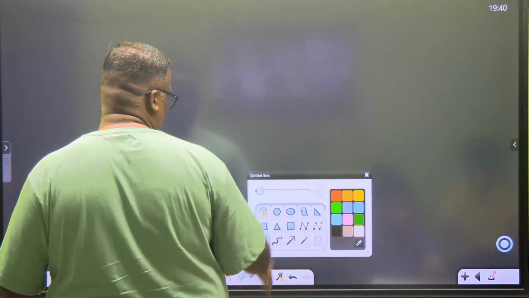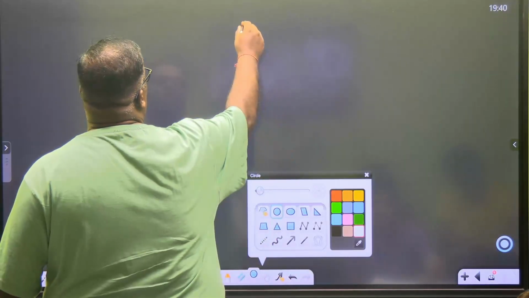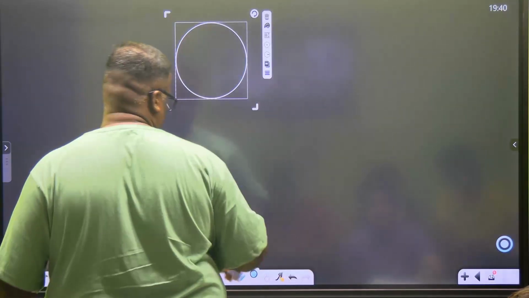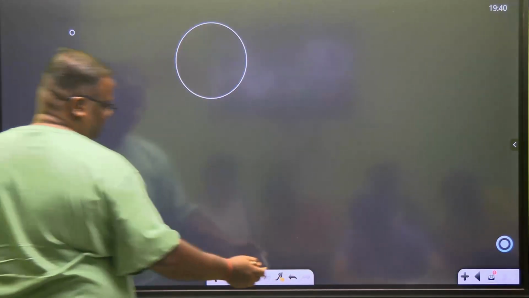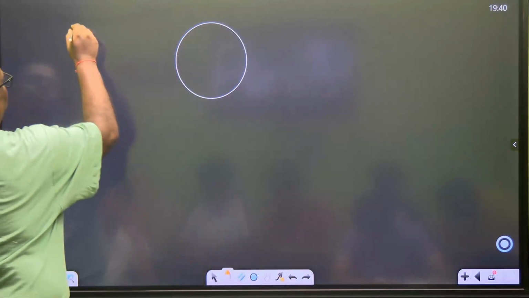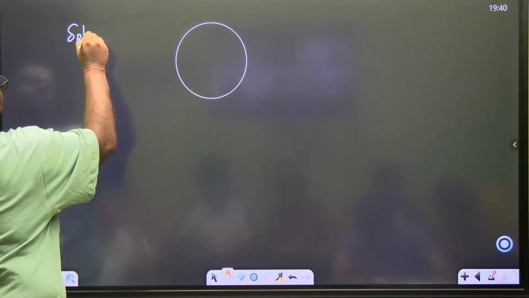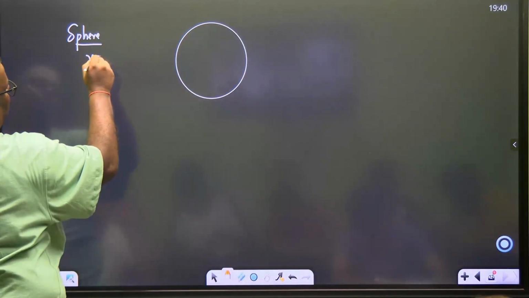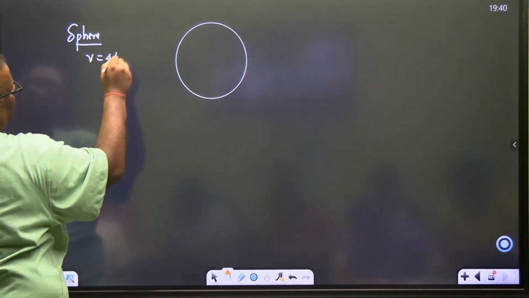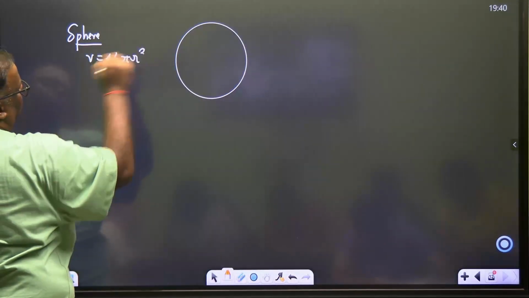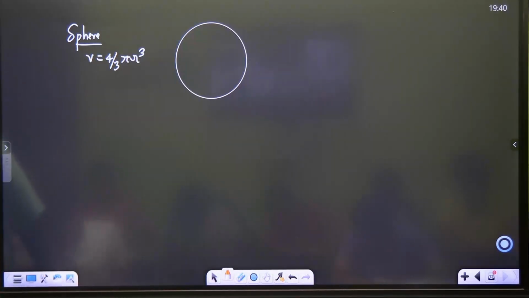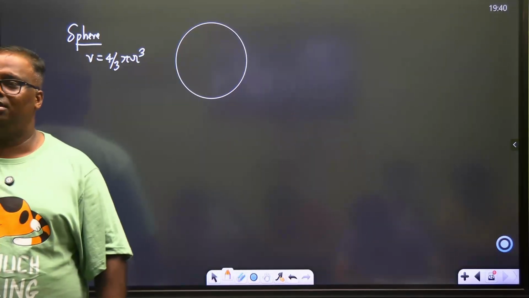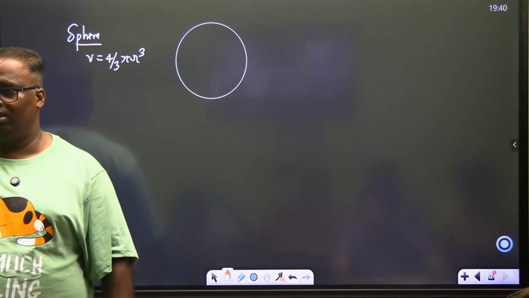So I can draw a sphere here. All I can draw is a circle. A sphere is like a globe. Volume. This is a sphere. The volume of a sphere is 4/3 pi r cube. Right? A sphere has only a total surface area and it does not have any curved surface area.